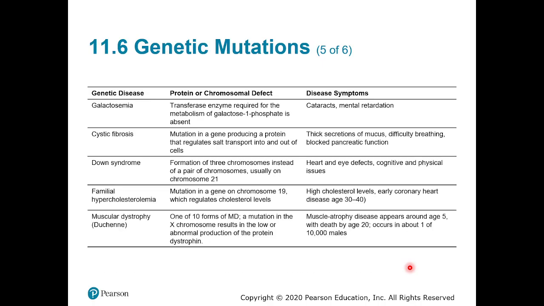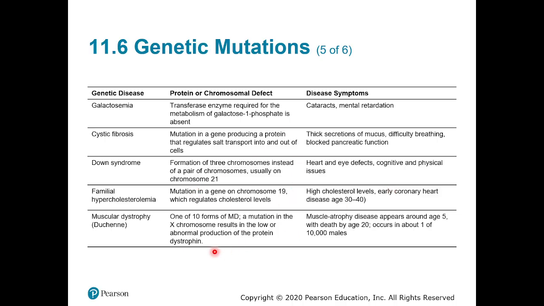Okay, and so this is some genetic mutations right here. Right here's cystic fibrosis, by the way. This one's Down syndrome. These right here are the protein or chromosomal defects. So, for example, Down syndrome has a formation of 3 chromosomes instead of a pair of chromosomes. Usually it's on chromosome 21, though you can have it on other chromosomes, which is possible. This would give you heart and eye defects, cognitive and physical issues. Okay.